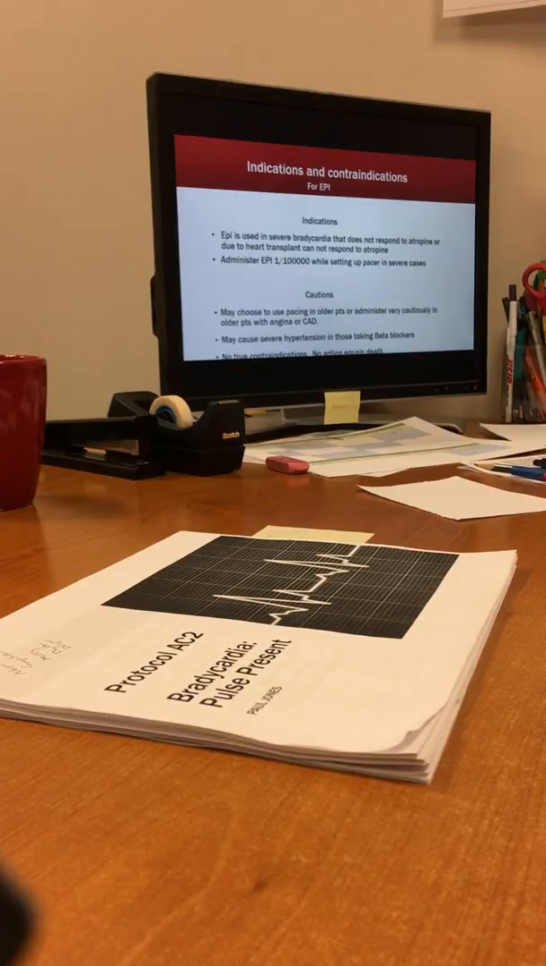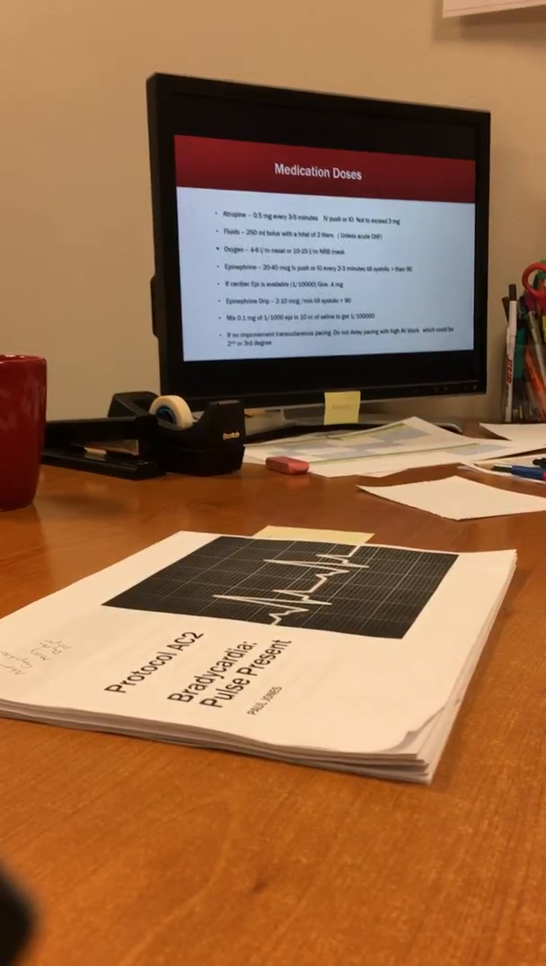You may choose to use pacing in older patients or administer very cautiously in older patients that have angina or coronary artery disease. It may cause severe hypertension in those taking beta blockers, so make sure you get a good medical history and know what medications they're taking. And there's no true contraindications, because if you don't do this, the outcome will be very negative and possibly death.